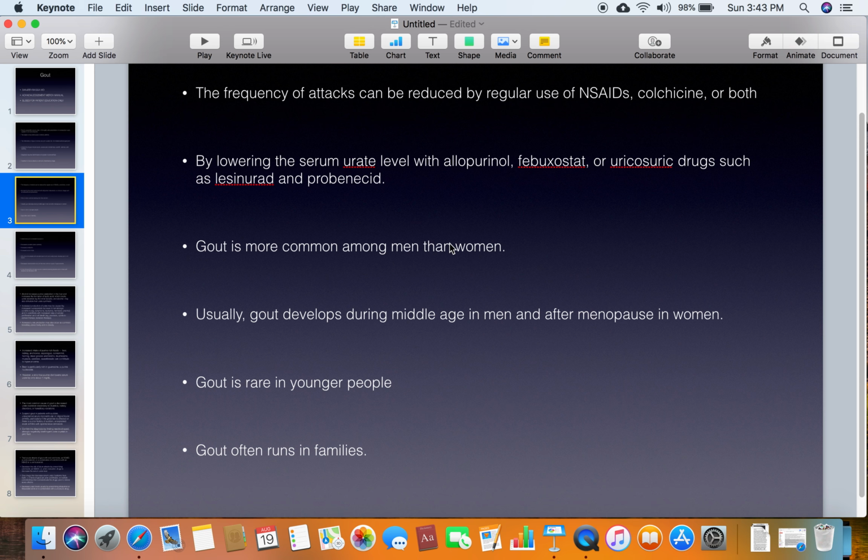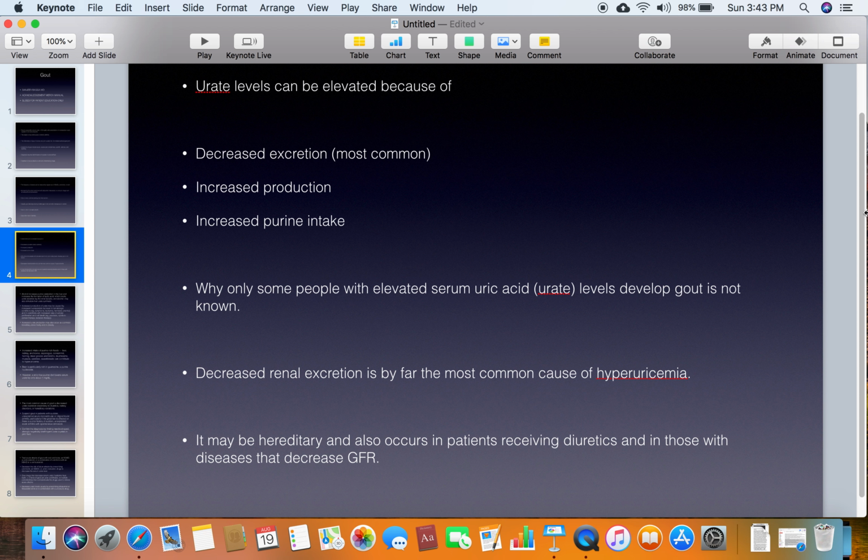Now, gout is more common amongst men than women. It is typically seen in middle-aged men and after menopause in women. It is rarely seen in younger people, and it often runs in families. Now, the uric acid levels can be increased because of three reasons.